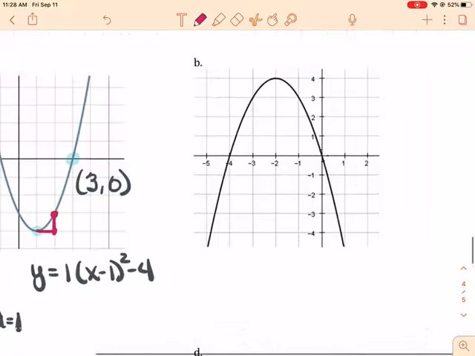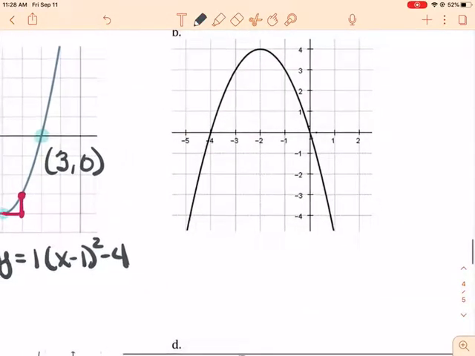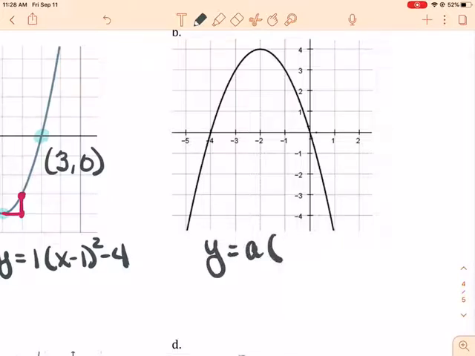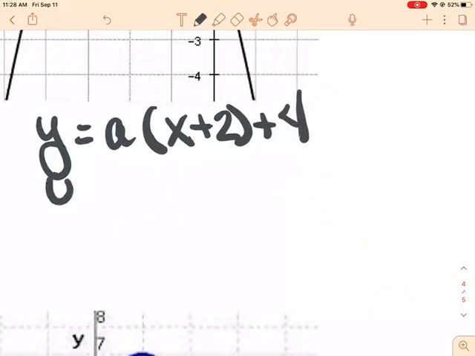Okay? All right, so let's try this one. Same idea. We're going to start with our vertex. So that's negative 2, 4. So it's going to be x plus 2 plus 4. Okay, I'm going to pick a point. Oh, look at this. It goes through 0, 0. I love 0, 0. So we're going to put 0 in for y and 0 in for x, because those are the easiest. That just makes our life easier.